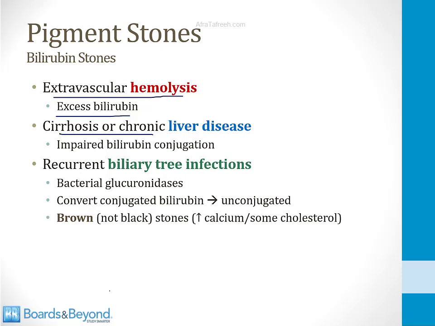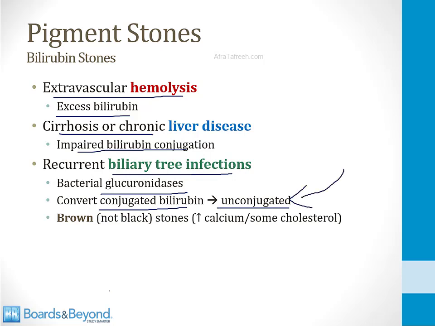Patients with cirrhosis or chronic liver disease have impairment of liver function, and one of the liver's jobs is to conjugate bilirubin, so they will have poor conjugation of bilirubin, and this will lead to an increased risk of forming bilirubin stones. And then finally, patients who suffer from biliary tree infections are at risk for bilirubin stones. The reason is because bacteria have enzymes called glucuronidases, which can convert the conjugated bilirubin coming from the liver back into unconjugated bilirubin. And as I told you before, that unconjugated bilirubin is less soluble, and therefore it will tend to precipitate out and form these stones.